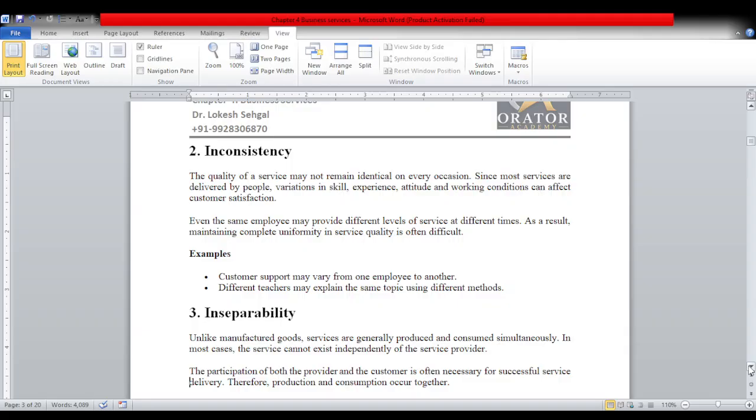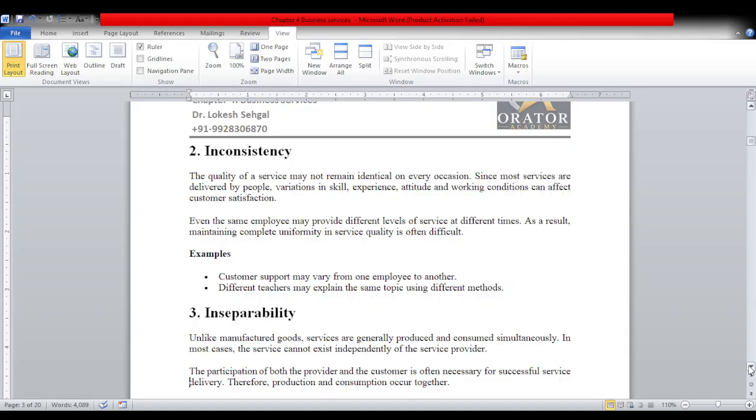The quality of the service may not remain identical on every occasion, since most services are delivered by people, and variation in skills, experience, attitude, and working conditions can affect customer satisfaction. Even the same employees may provide a different level of service at different times. As a result, maintaining complete uniformity in service quality is often difficult.